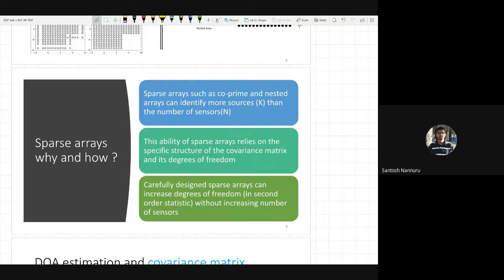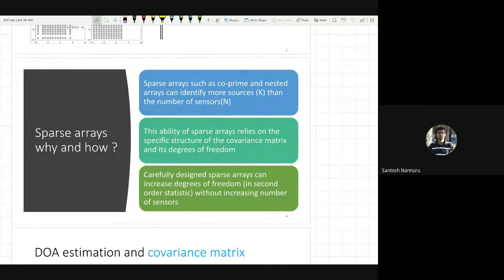it realizes that a uniform array is actually redundant in some sense, not always. It has advantages, but in the sense of finding a number of sources or more sources, all these are not needed. We can in fact remove some of them. And how to remove them, or how to build a sparse array, is again a topic in itself. Some of the specific arrays we look at are co-prime arrays and nested arrays. These have become very popular recently.